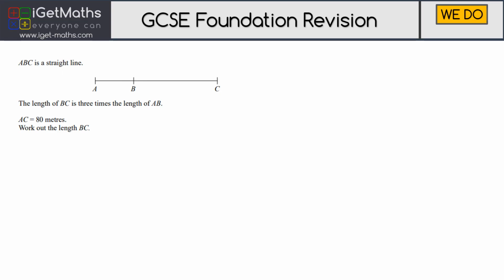Okay, ABC is a straight line. So we've got A to B to C. The length of BC is 3 times the length of AB. So A to B is just one part, B to C is 3 times, so that's 3. So that is a total of 4 parts.